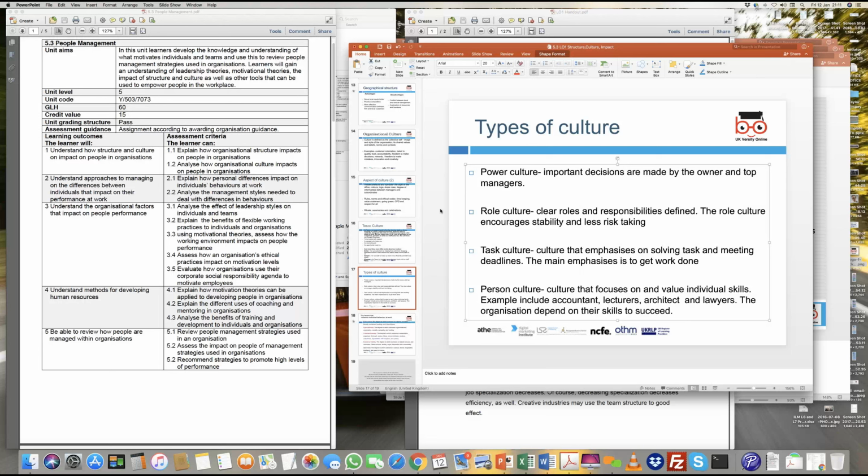A person culture is an organization where there's a focus from the manager or the top management, and they seem to show and care more about the people who work within the organization, and they value individual skills. So a person culture will be seen within, say, our government cabinet, for example.